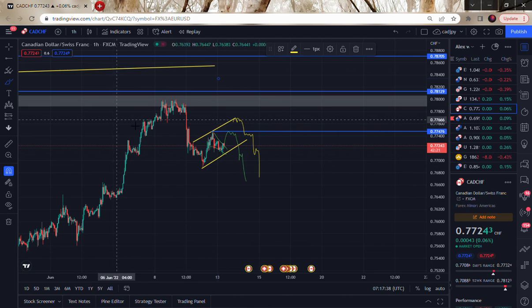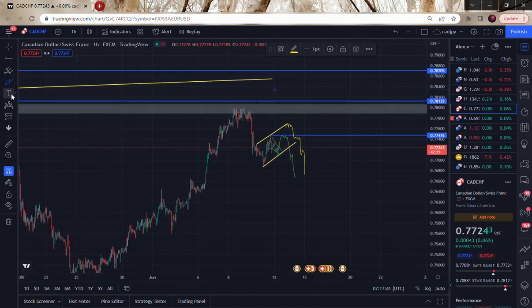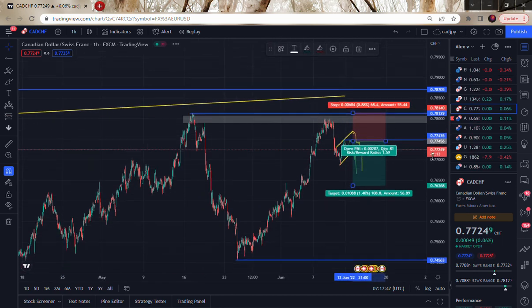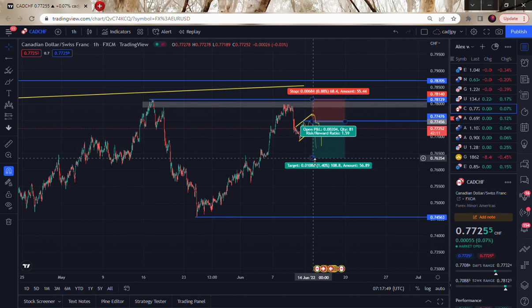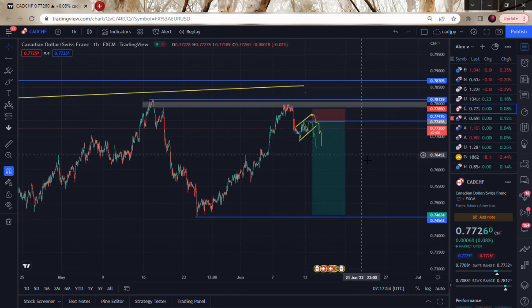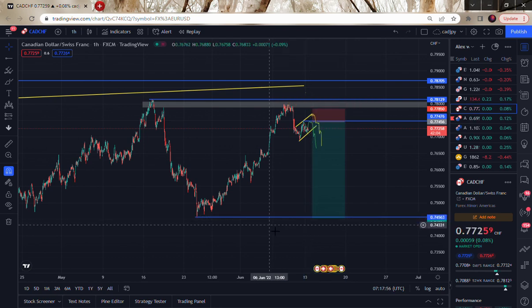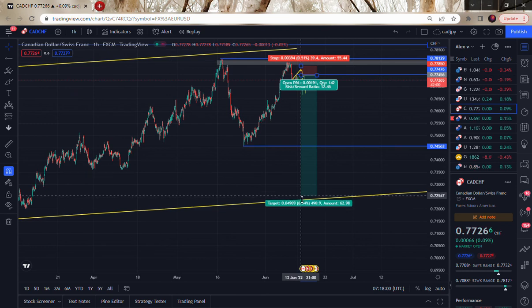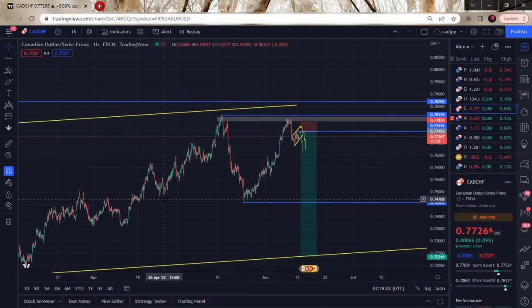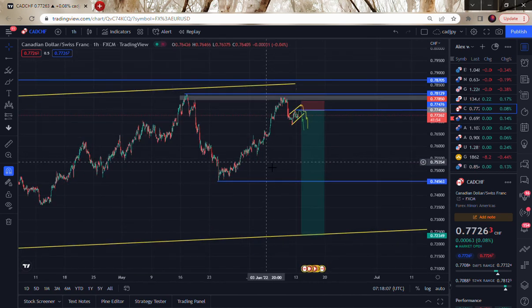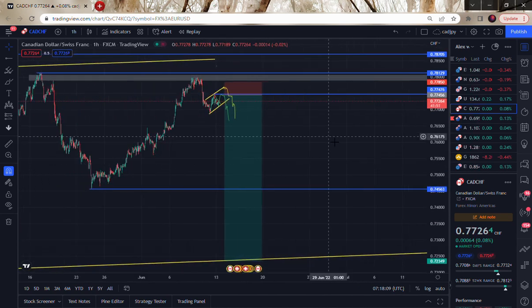So now we're simply going to wait for our setup to play out, put our sell position like that, and then obviously we are targeting these first lows here, and then ultimately we are targeting the bottom of the outside structure. Okay, so this is one to look out for this week. This is a really good one to look out for this week.